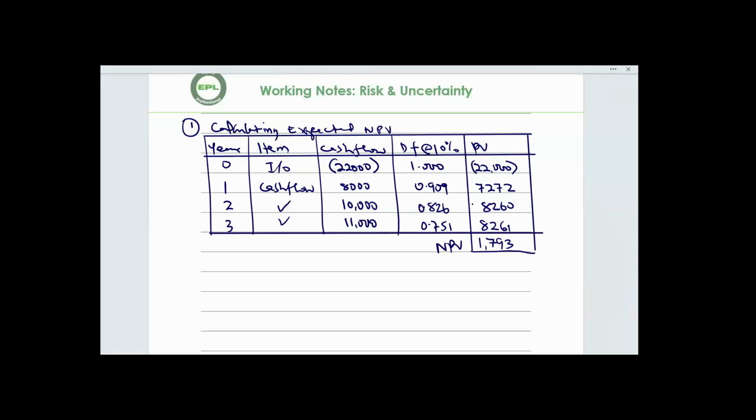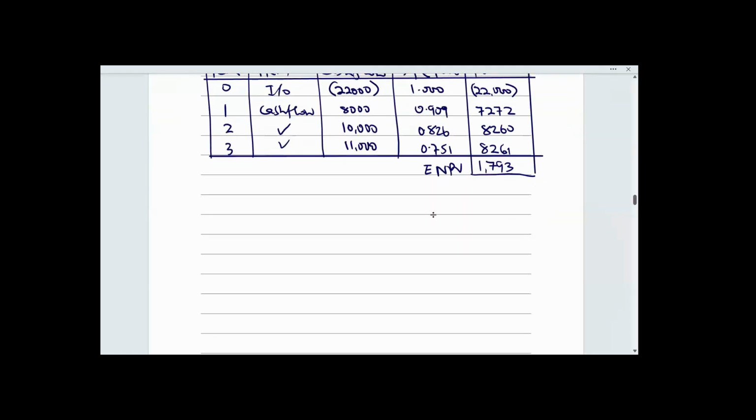1,793. So that's the expected NPV. Then requirement number 2: you have to calculate variance. We've already calculated the variance, so just put it in a table for proper presentation. Create a column for year, then variance.